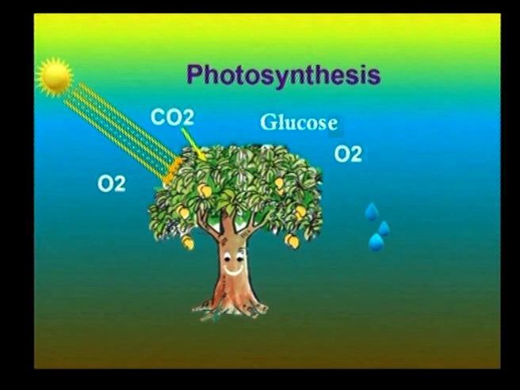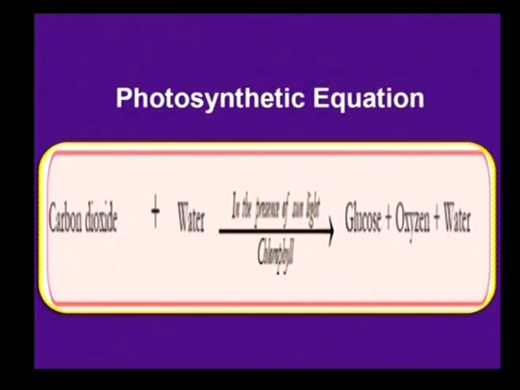The plant, in the presence of sunlight, takes carbon dioxide from the atmosphere and water from the soil and prepares food with the help of chlorophyll present in the green leaves. The food prepared is in the form of carbohydrates, glucose. Oxygen is evolved in this process and water is also evolved in this process. This is written in the form of an equation called the photosynthetic equation. Carbon dioxide plus water, in the presence of sunlight and chlorophyll, gives out glucose, oxygen and water.